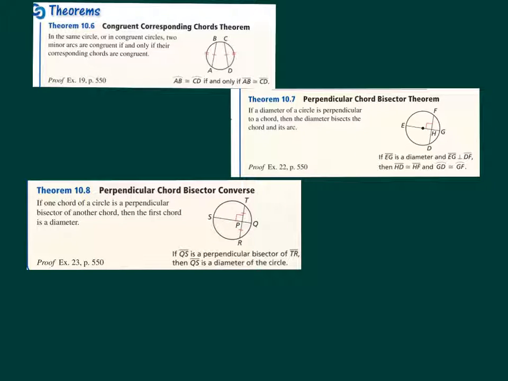Theorem 10.8 says if one chord of a circle is a perpendicular bisector to another chord, then the first chord is the diameter. So basically it's saying if this cuts this in half and is perpendicular to it, we know that it must be the diameter of the circle. So it does go through the center. If you move this chord FD anywhere around the circle, in order for it to be perpendicular to the diameter, it would have to be cut in half. And if those two things are true, that means we know it's the diameter.